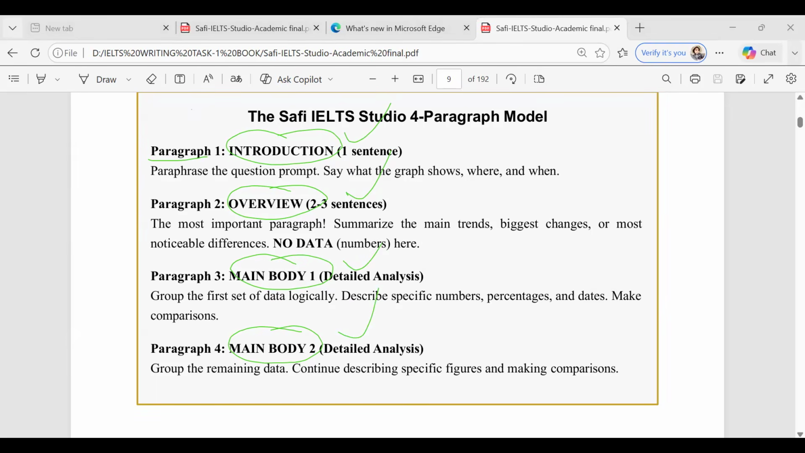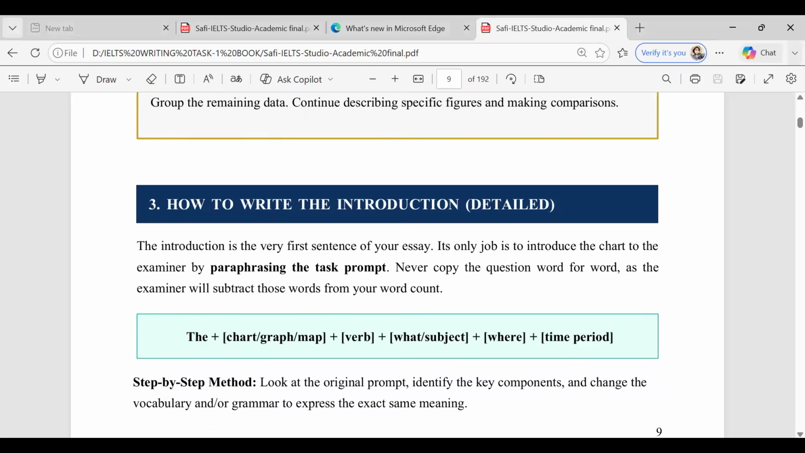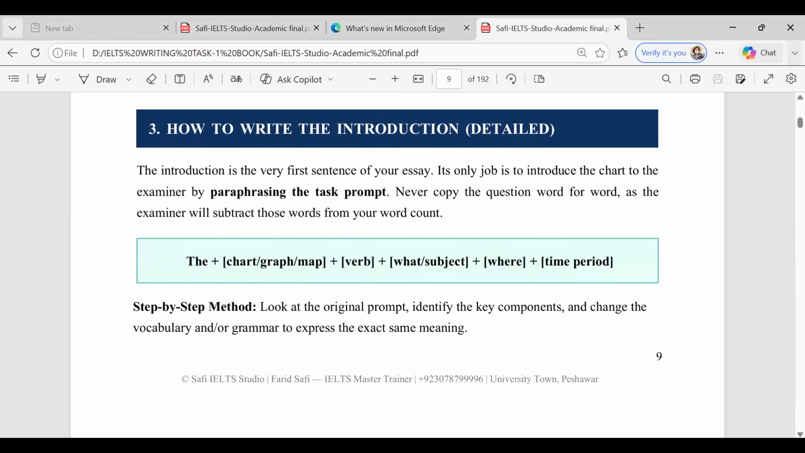But keep in your mind that we are going to use the 4 paragraph model for any graph. As I told you earlier, there are 7 different graphs. For all 7 different graphs, we are going to use the 4 paragraph structure. And then you can name the first paragraph introduction, overview, then main body paragraph 1, and then 2. In today's lecture, we're going to talk about how to write the introduction for any of the graphs. So how can we write the introduction?